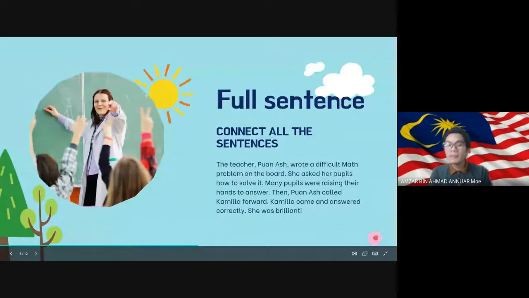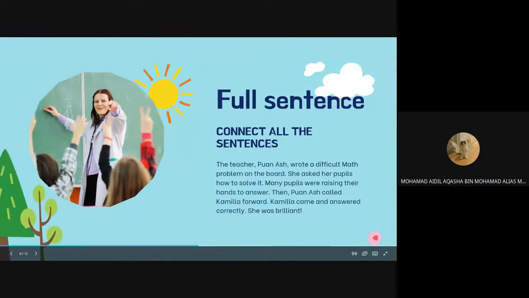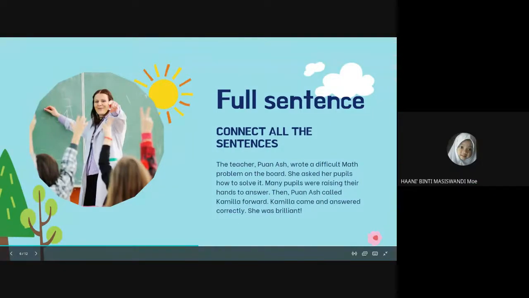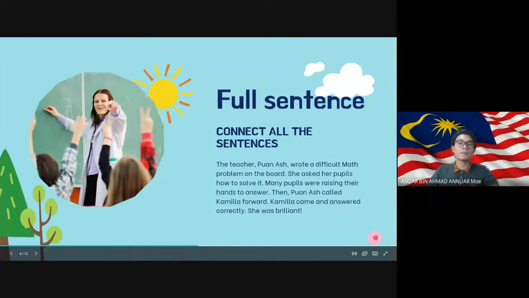Camilla came and answered correctly. Apa maksudnya ni? Camilla buat apa? Camilla datang, lepas tu dia jawab dengan betul. She was brilliant. Apa maksud she was brilliant ni? Dia seorang yang cerdik, pandai, hebat. Okay, kenapa? Sebab dia jawab dengan betul.